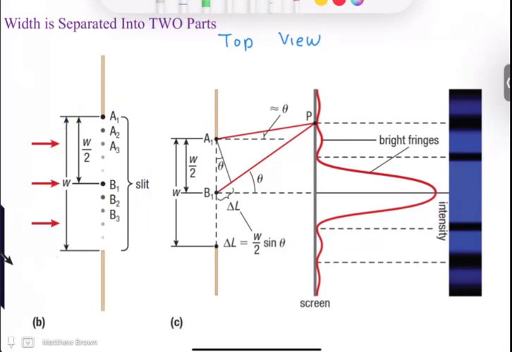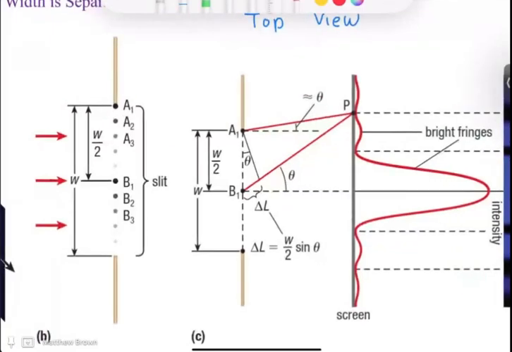And what we do here is we say, okay, let's separate this into two parts. We'll just call them A and B. The length of this first part that we're calling A is W over 2. It's half the width. And the second half that we're calling B will also have the same width, W over 2. And we can look at how light from the first half, A, interferes with light from the second half, B.